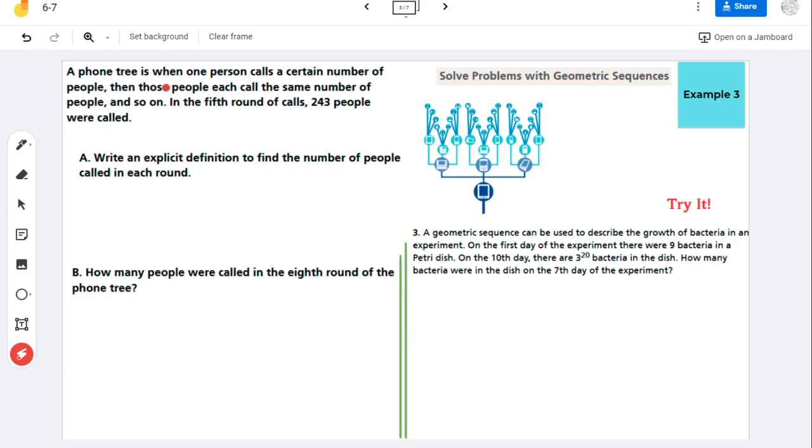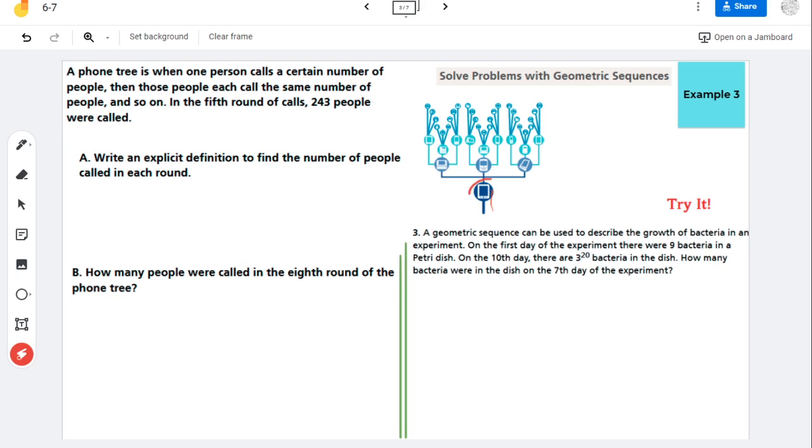So in this problem, it says that a phone tree is when one person calls a certain number of people, and then those people each call the same number of people, and so on. In the fifth round of calls, 243 people were called. So this problem actually relies on this picture, because they don't actually tell us in the word part of the problem the initial number of phone calls.